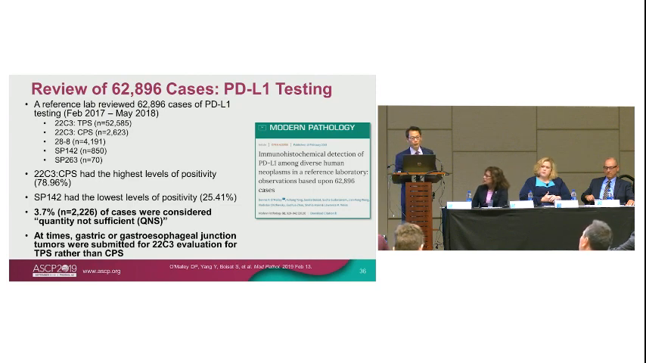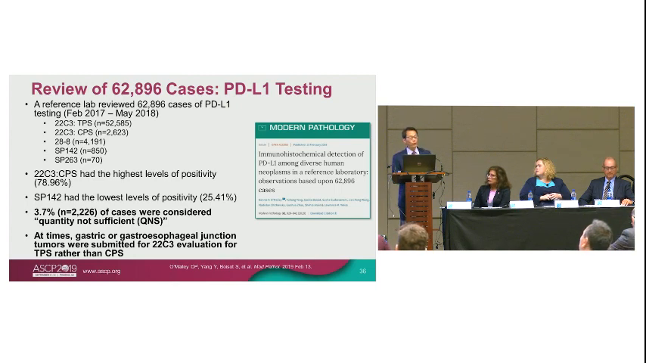So earlier I alluded to this national study, published earlier this year by NeoGenomics. It was a review of 62,000 cases of PD-L1 testing at a reference lab. They separated all the 22C3s for both TPS as well as CPS, and looked at 28-8, SP142, as well as SP263. If you're interested, the paper is freely available online. What they found was that 22C3 combined positive score had the highest levels of positivity, SP142 had the lowest, and 3.7%, almost 4% of cases, were considered quantity not sufficient.